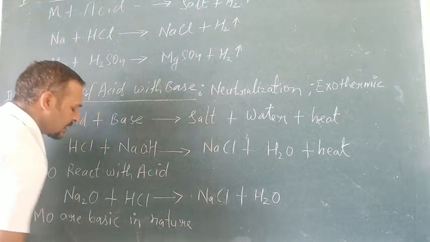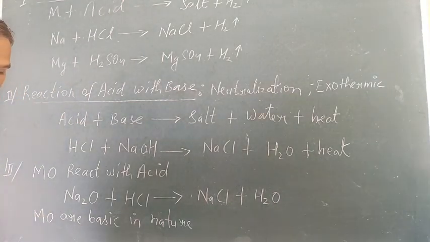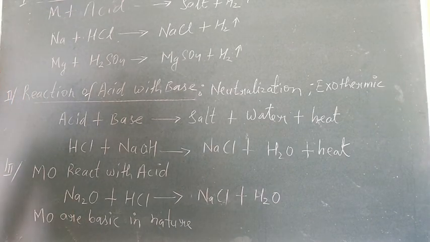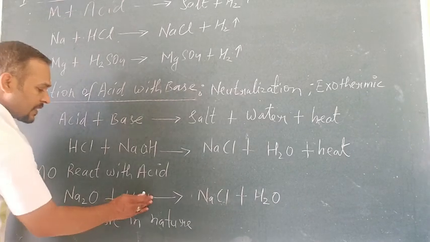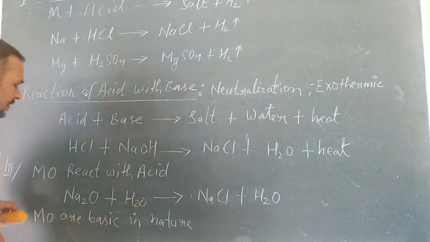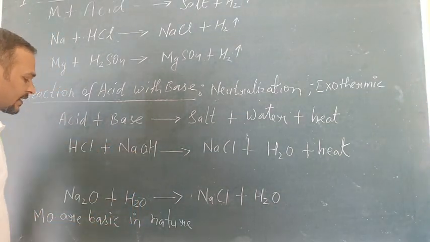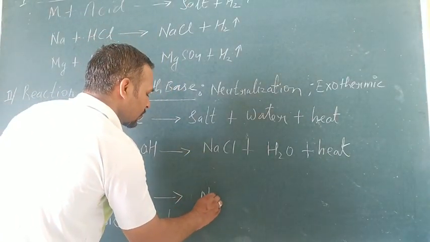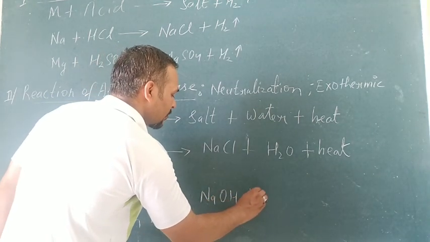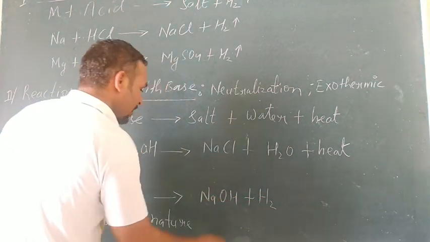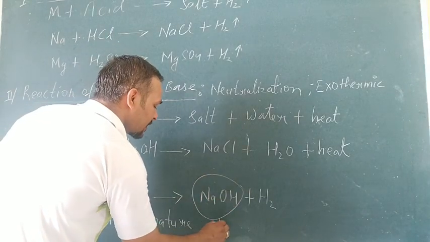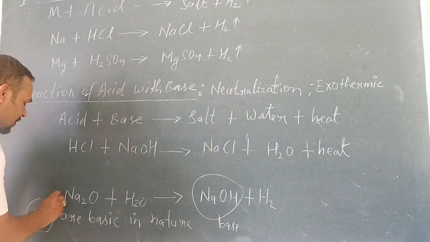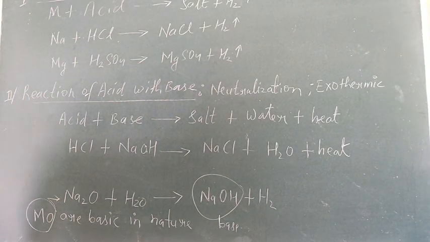How are you going to prove it? Suppose we have sodium oxide dissolved in water. It forms sodium hydroxide. Sodium hydroxide is a base. That is why we can say metallic oxide is basic in nature.